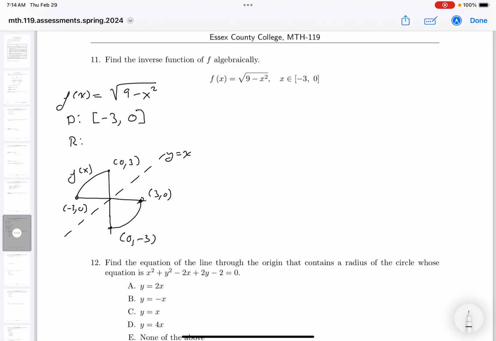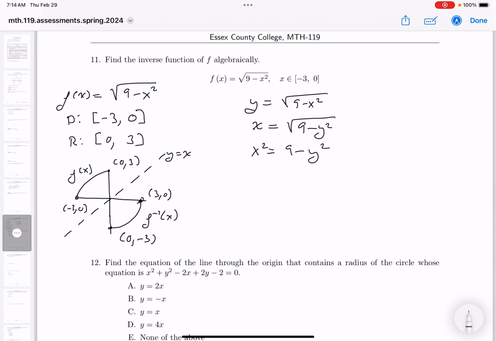What's the domain of that guy over here? Well, the domain of this is the inverse. The range of this guy, just looking at the picture, is going to be from 0 up to 3. Let's put the inverse down now. You get y equals the root of 9 minus x squared. Interchange x and y. X equals the root of 9 minus y squared. What are you going to do now? I guess square both sides. What do you get? You get x squared equals 9 minus y squared.